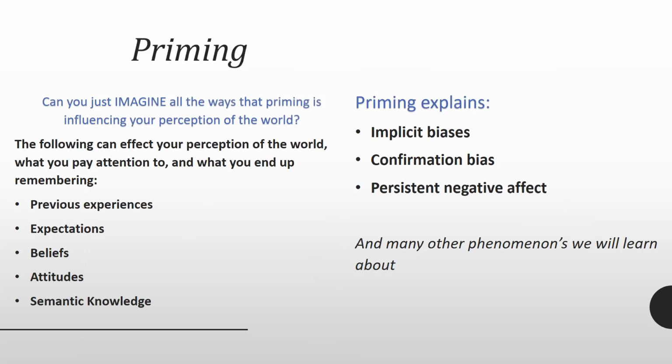And even things like persistent negative affect are due to priming, which we see in depression. Depressed individuals usually have a lot of negative knowledge and information activated in their working memory at any given time. What that means is that they pay attention to other negative information more often. So not only are they activating that information, but they're being primed by it and paying attention to other information. It's really coloring their entire experience and perception of the world.